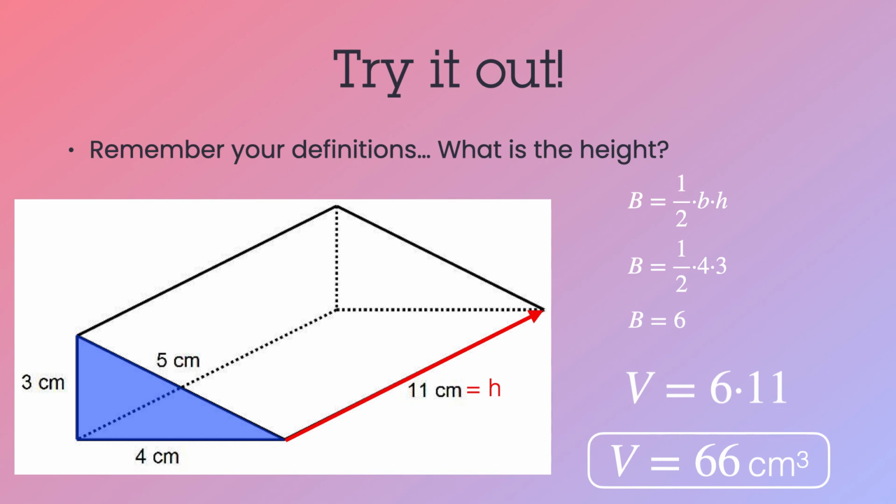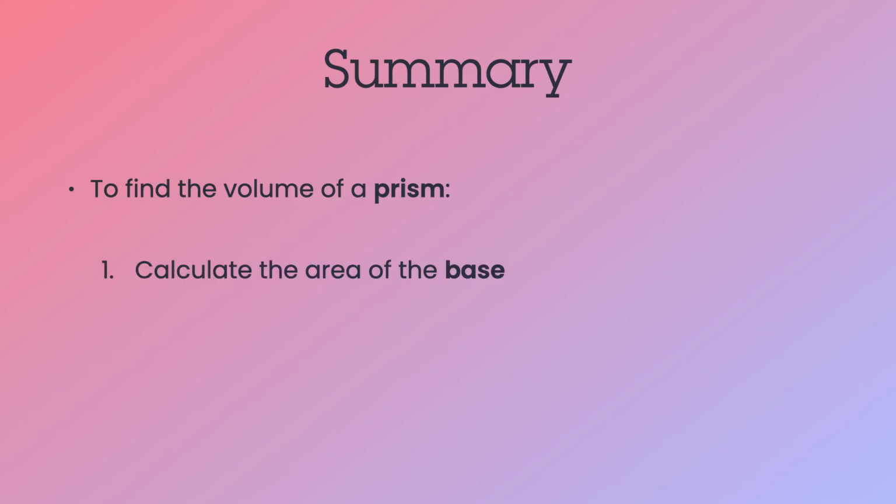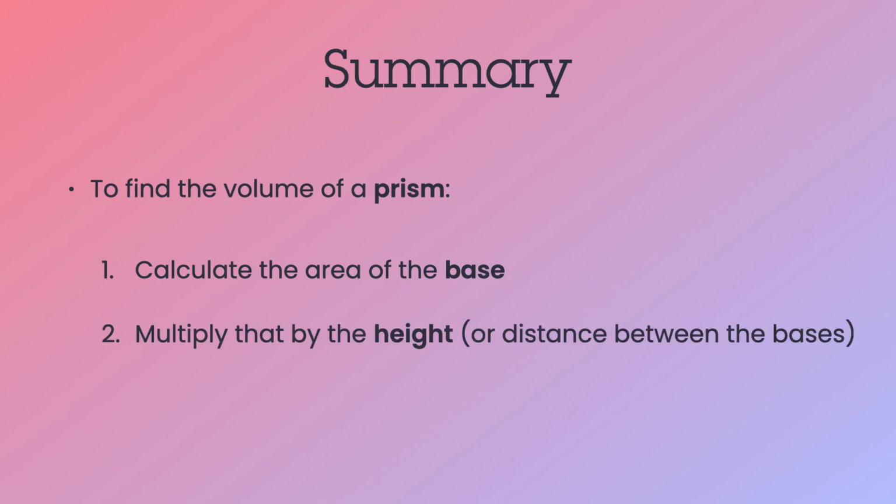So overall, the challenge here in finding the volume of a prism is, number 1, to find what the base actually is, and then use the appropriate formula to find the area of that base. But once you have the area of that base, then you multiply by the height, also known as the distance between the bases. And that was the formula that we used.